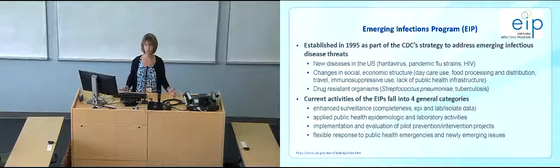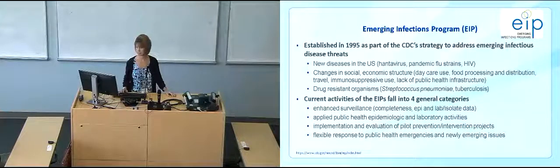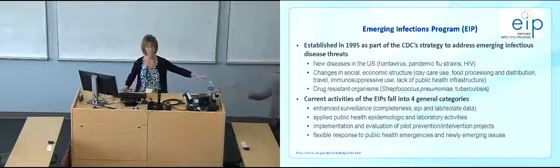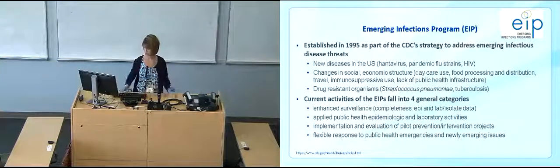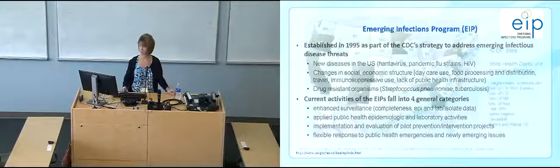So EIP was formed in these sort of four general categories. The focus was to do enhanced surveillance, and by enhanced surveillance I mean complete surveillance and the collection of relevant epi and lab data, to perform applied public health projects as needed, to implement and evaluate prevention and intervention projects, and then to be there in case something happened that we didn't expect. So to be this flexible response, thank you, Ellie, to be this flexible response to an urgent issue or an emergent issue as they arose. So that was the idea in the early 90s.